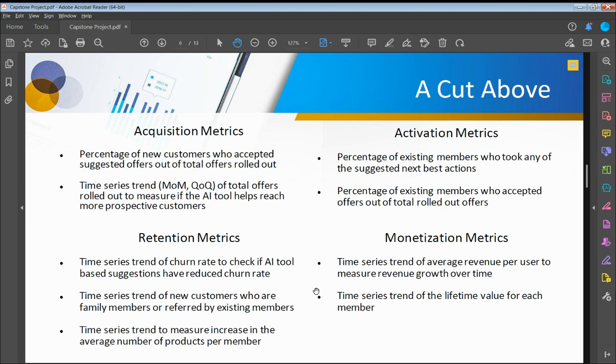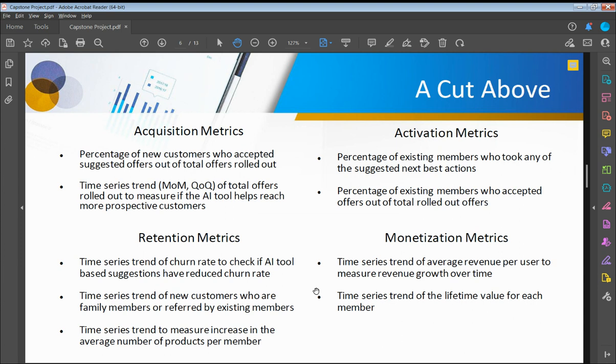Now, while we talked about all the different tools, we also have to make sure that we are measuring it properly. And this slide, A Cut Above, is how we can make sure that we are a cut above our competition. Now, how do we measure that? Here we have categorized the metrics into different categories. The first one is acquisition metrics. This talks about how many new customers we are able to acquire using the AI tool. You have two different metrics mentioned here: the percentage of new customers, and the second is the time series trend of total offers rolled out, to make sure that we are reaching out to more and more prospective customers.